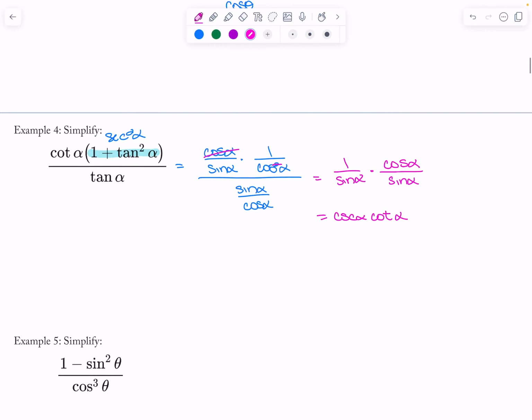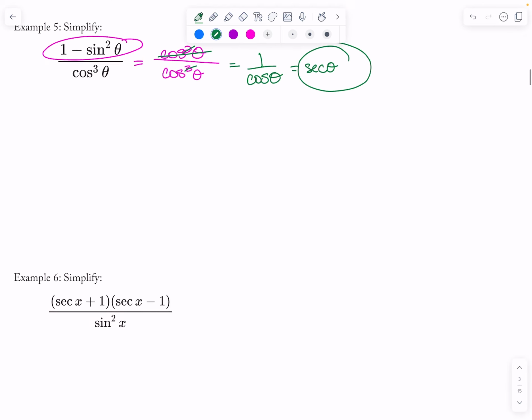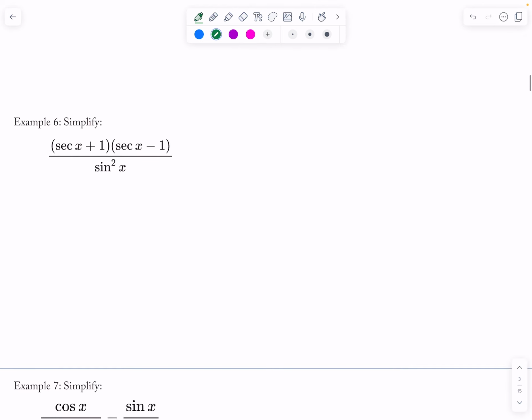So now sine squared, remember we just talked about this also, is cosine squared. And then cosine cubed. And so what you get is a square that cancels out, and all of your cosines except for 1 in the denominator cancel out. So then you get secant of theta. Okay?